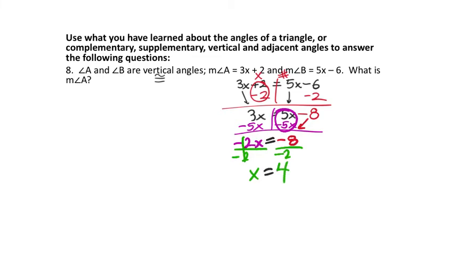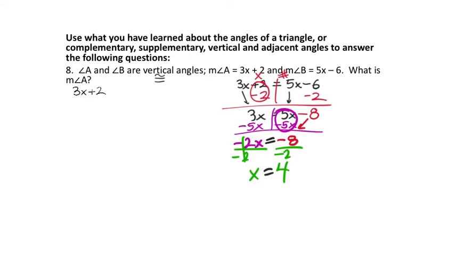Now we feel pretty good about that because it was a lot of work. However, it did not ask us to solve for x. We just had to do it in order to find the measure of angle A. So now I'm going to go to the measure of angle A, which is 3x plus 2. So we're going to write this in as 3x plus 2.